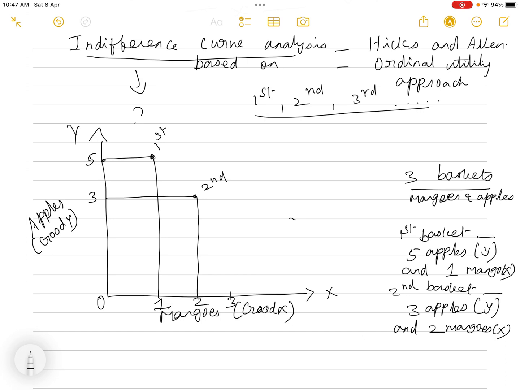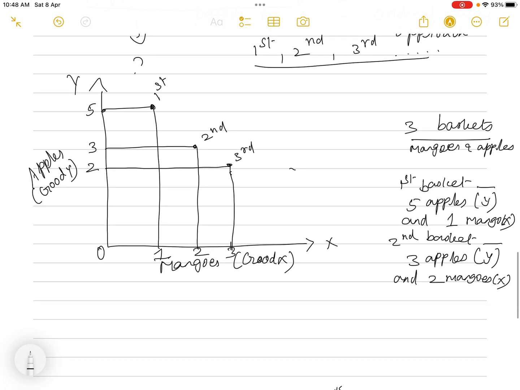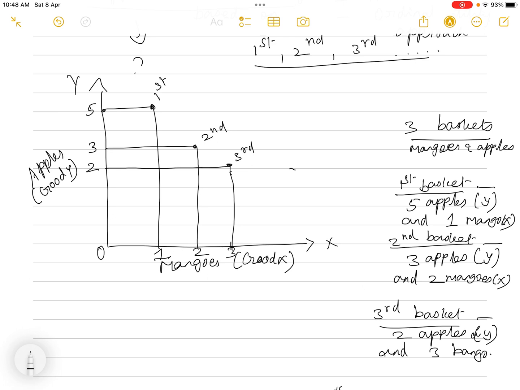Let us proceed. If he wants one more unit of mango, how many units of apples is he willing to sacrifice now? Let us check. He says he is willing to sacrifice only one more unit of apple. So this is the third combination: the first basket, the second basket, and now the third basket. The third basket contains 2 apples, good Y, and 3 mangoes.